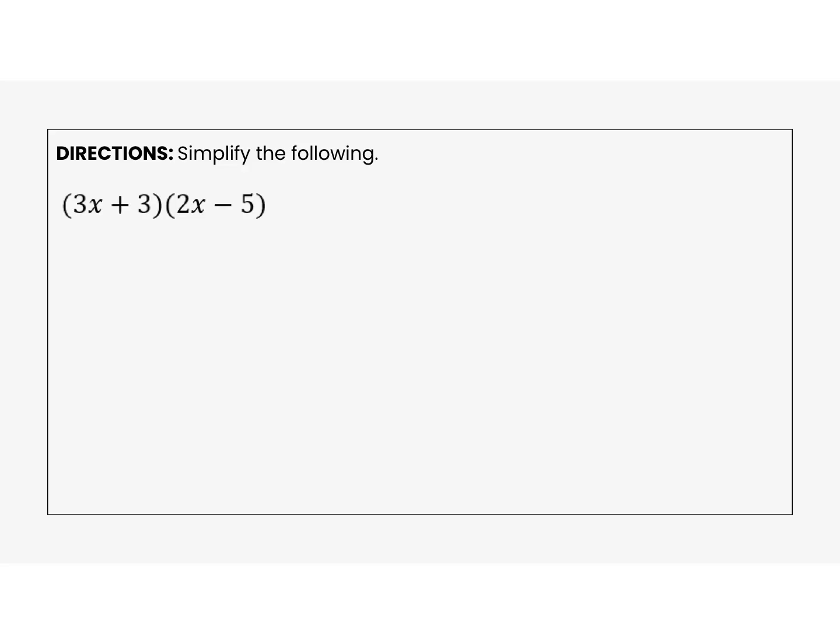Okay, in this one, we're multiplying. When we just have two things next to each other with parentheses and no other operation is shown, that means we're multiplying. So when we do this, we need to FOIL or double distribute. So I'm going to take 3x times 2x and 3x times negative 5. So 3x times 2x is 6x squared. 3x times negative 5 is negative 15x. Then I'm going to do 3 times 2x, which is 6x, and 3 times 5, which is negative 15. Sorry, negative 5. From there, I'm just putting together my like terms.